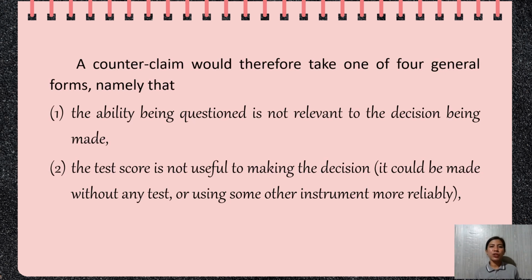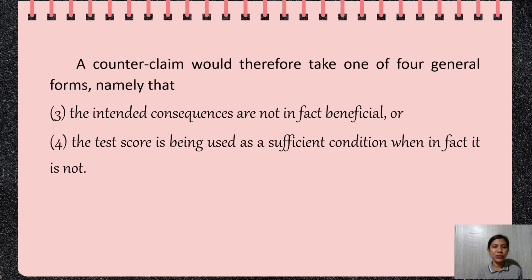A counterclaim would therefore take one of four general forms. First, the ability being questioned is not relevant to the decision being made. Second, the test score is not useful to making the decision, or it could be made without any test or using some other instrument more reliably. Third, the intended consequences are not in fact beneficial, or the test score is being used as a sufficient condition when in fact it is not.